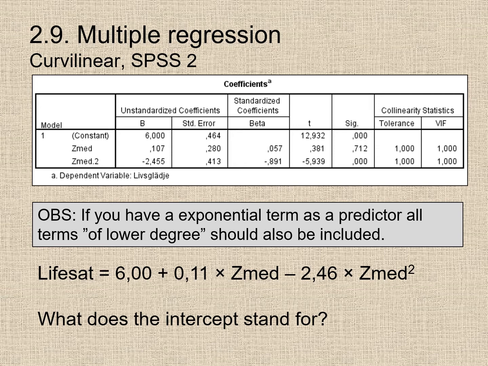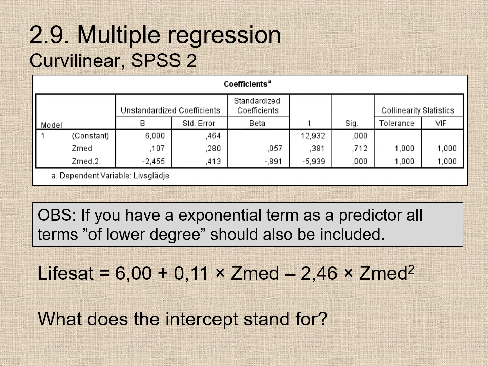Well, the general rule is, and it still applies, the intercept stands for the predicted value on the dependent variable when all predictors are 0. But what would it mean in this case for all predictors to be 0? Exactly. Because we have z-standardized them, 0 is equal to the mean. So if you have a mean level of medication, your life satisfaction is expected to be 6 on the scale from 1 to 7.